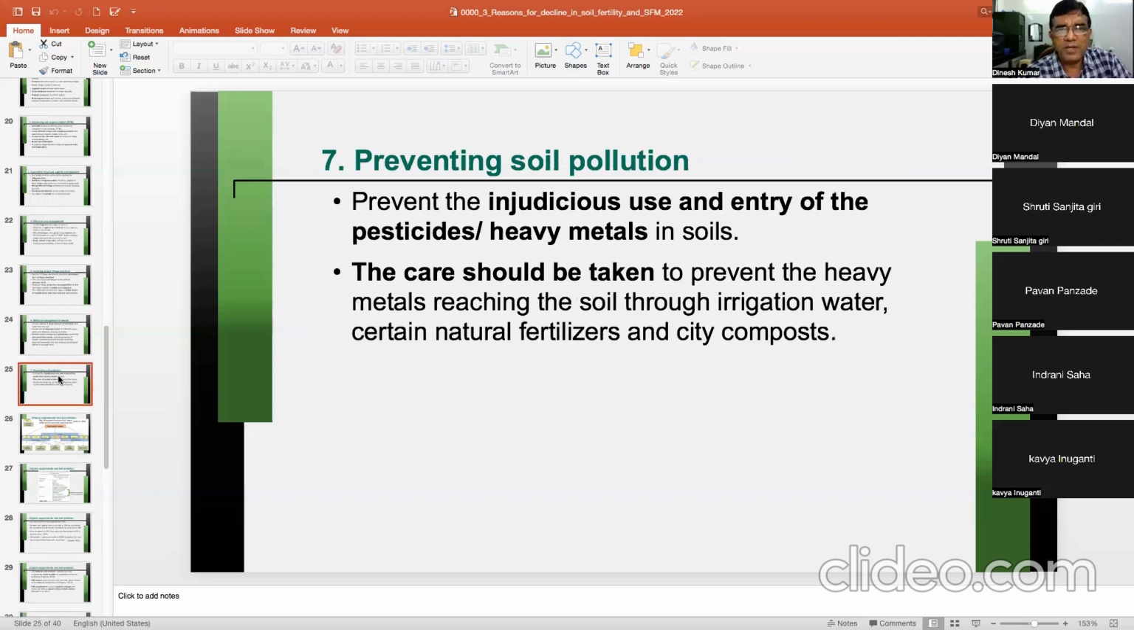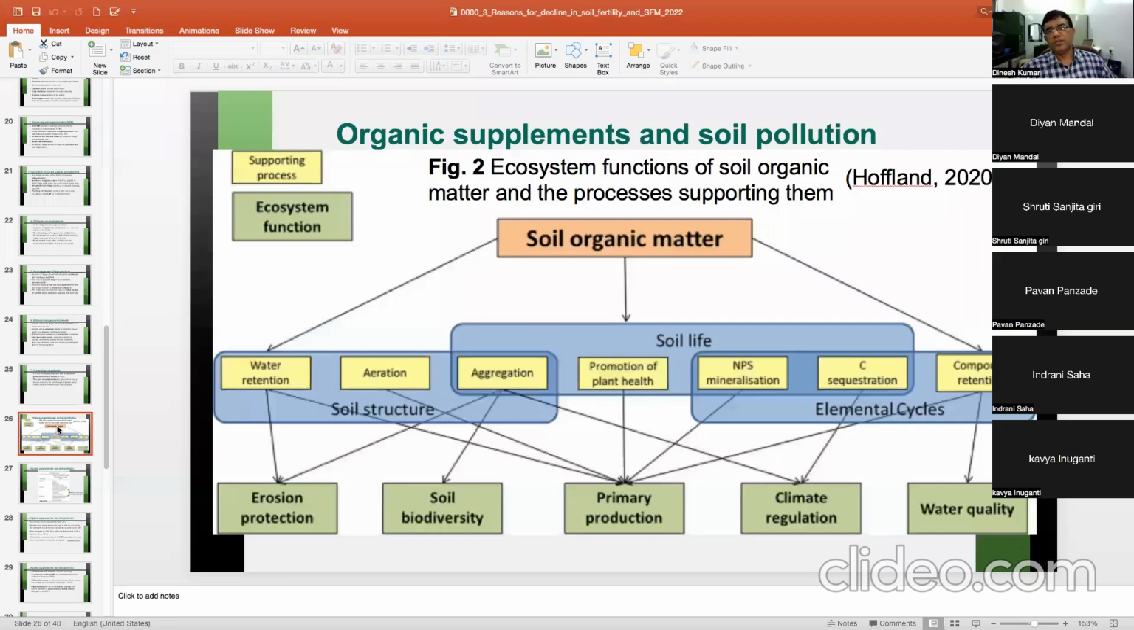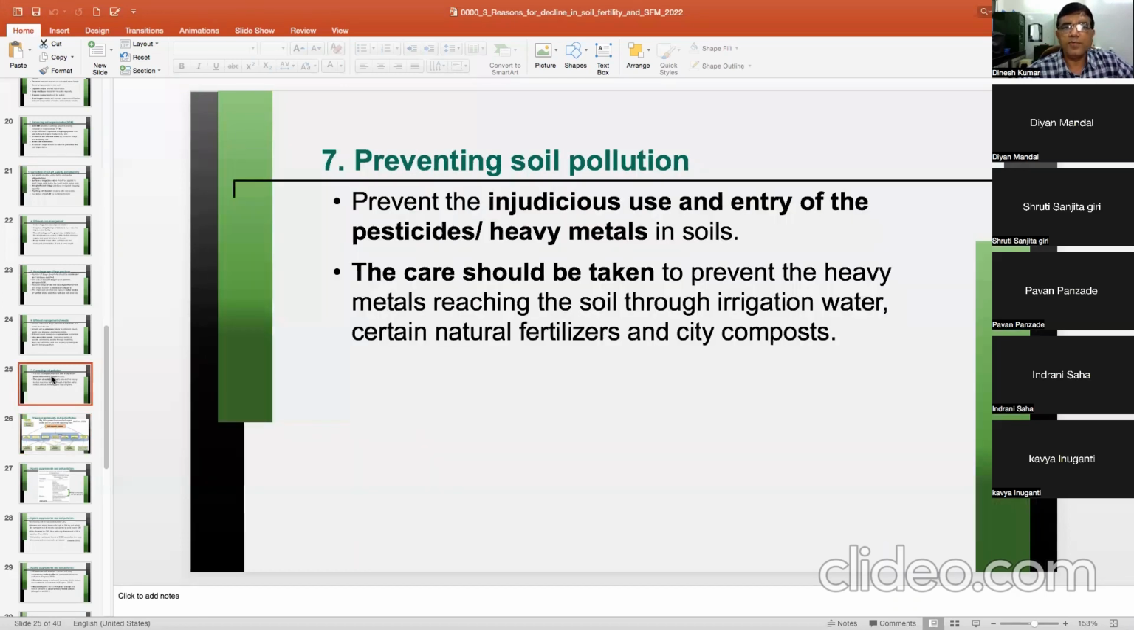Preventing soil pollution, it is necessary to adopt the necessary strategies to control soil pollution. Care should be taken to prevent heavy metals from reaching the soil through irrigation water, certain natural fertilizer, or city compost. So now you can see the role of organic matter. So there are many strategies to prevent soil pollution. One practical option is addition of organic matter.